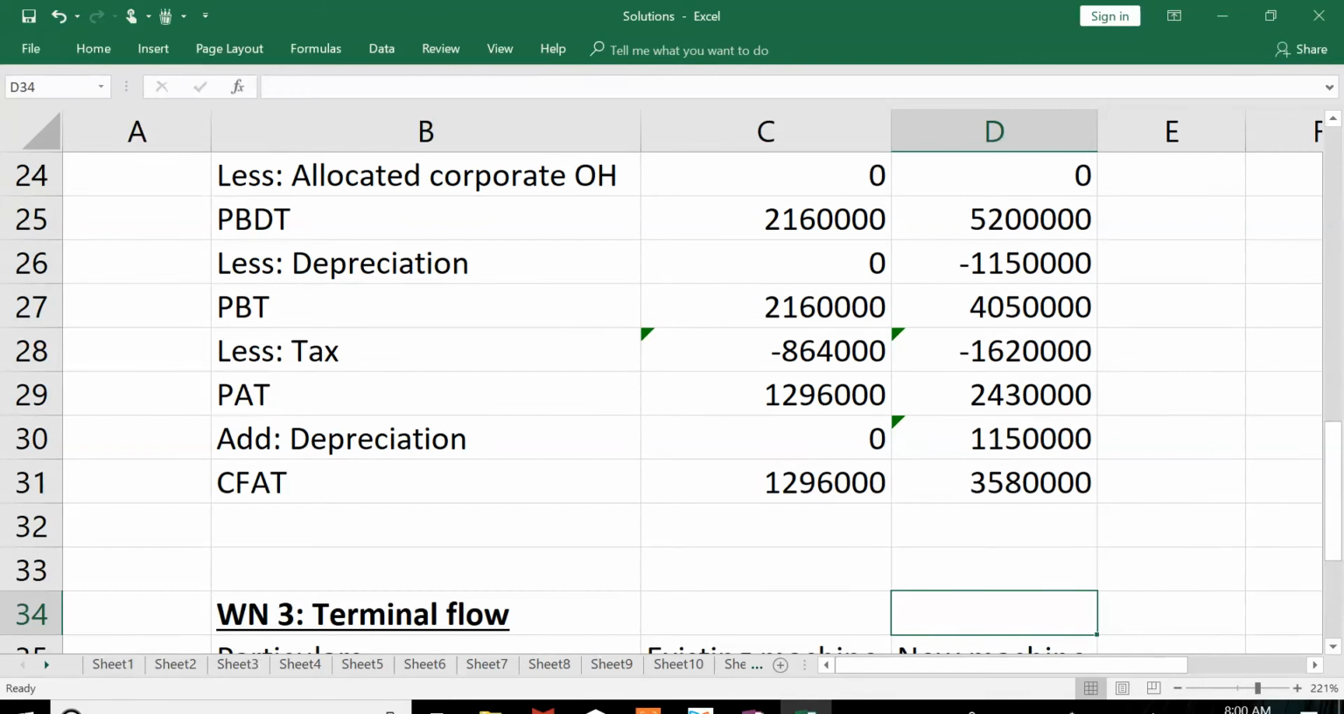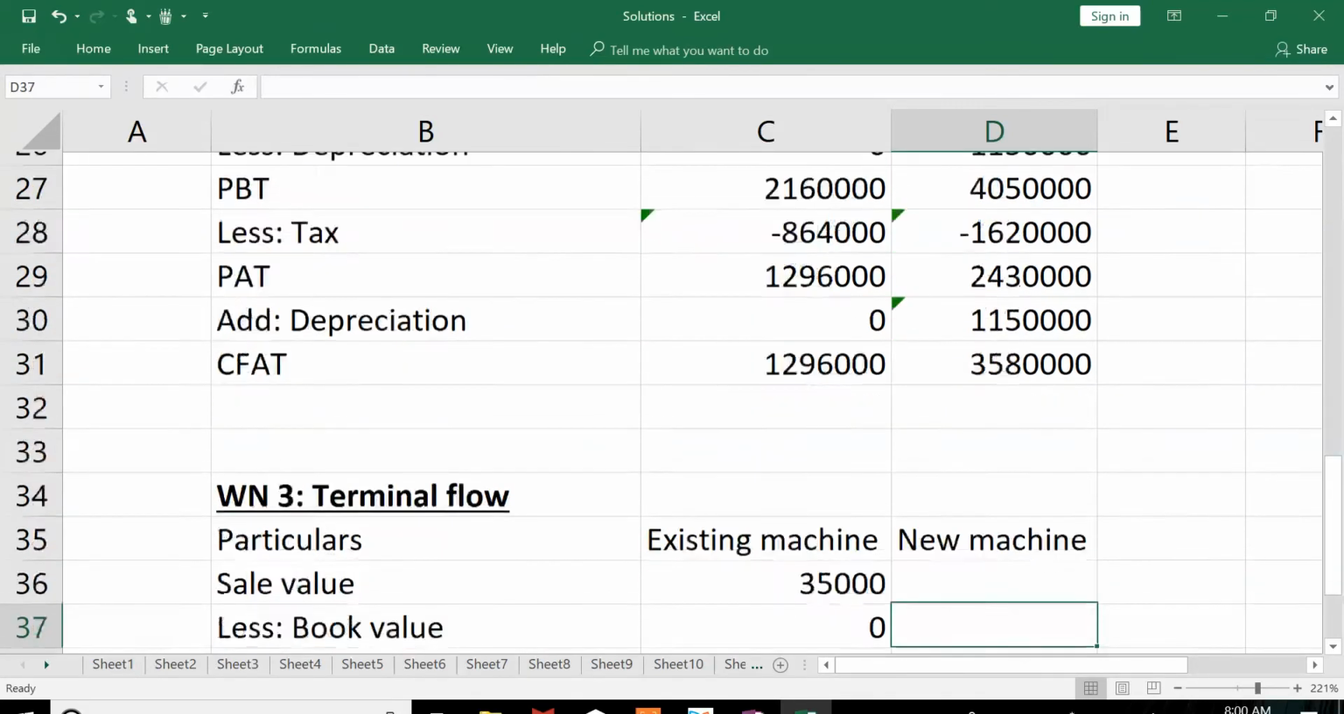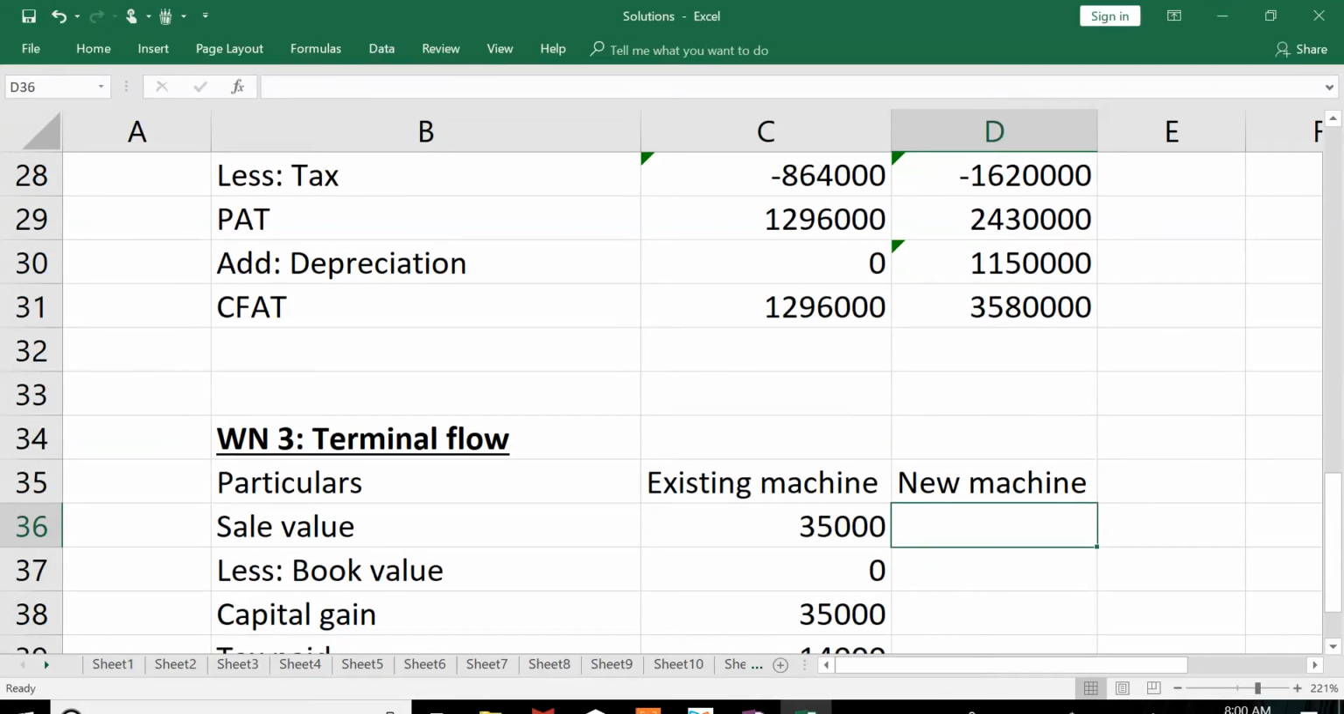I'll tell you what is to be done for incremental once we are done with the cash flow. It's now going to be materially different. Any doubts on this? Clear? Can we proceed? Next, for the new machine, what is the sale value? 2,50,000. Any doubts on 35,80,000? Book value will also be 2,50,000. No gain, no tax.